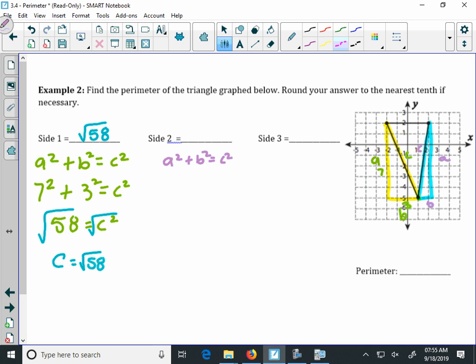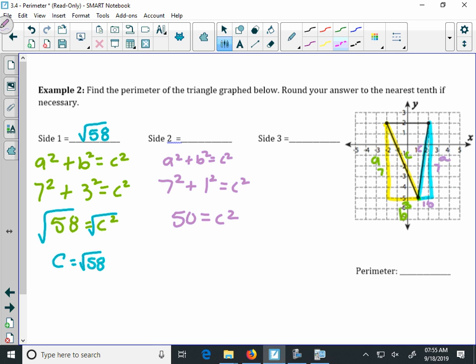We count. What's the length of that A? 7. What's the length of my B? 1. So this was 7 and that was 1. So we have 7 squared plus 1 squared equals C squared. What is 7 squared plus 1 squared? 50.